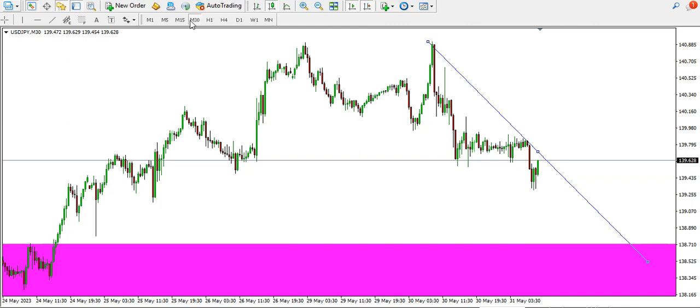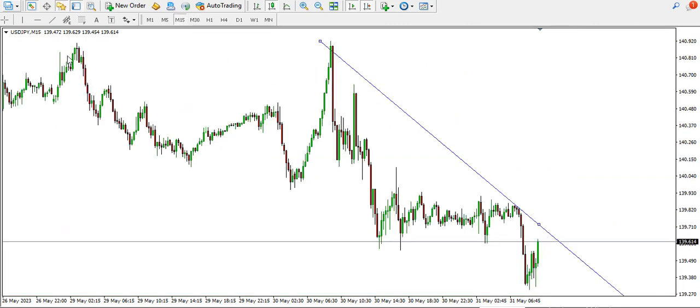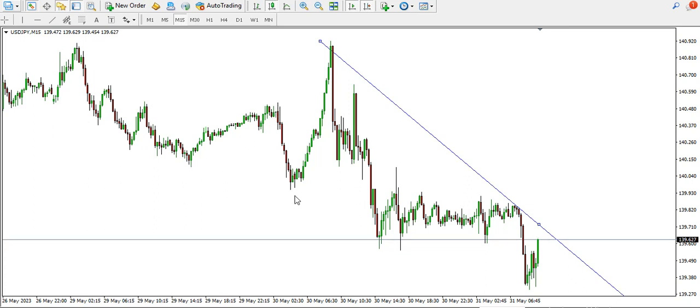On the 15 minutes time frame, you can see that price is still bearish as price continues to form lower lows and lower highs, lower low, lower high, lower low. So that's typical of a bearish structure.